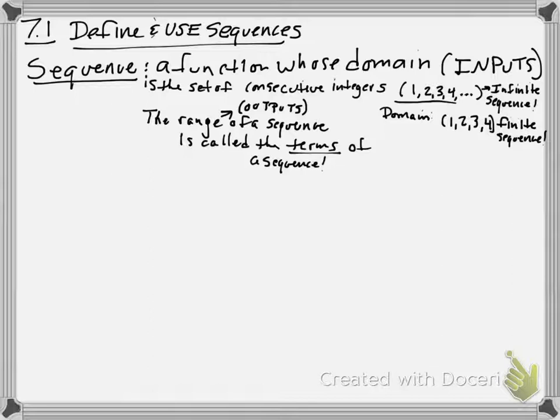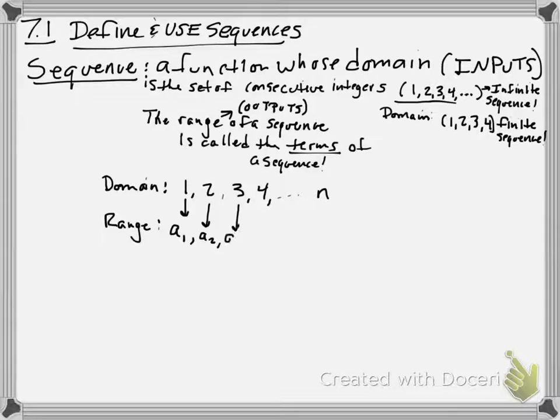So here's maybe a little bit more of an organized way to look at this. If you have a domain of the following, these are of course your inputs of 1, 2, 3, 4, so on and so forth, until we just plug in any integer n, the range or the terms of the sequence would be called the following. If you plug in 1, the range is called a sub 1. If you plug in 2, that term or that output is called a sub 2. If you plug in 3, you get a sub 3, 4, a sub 4, and so on. If you plug in n, we call that term or that output a sub n.